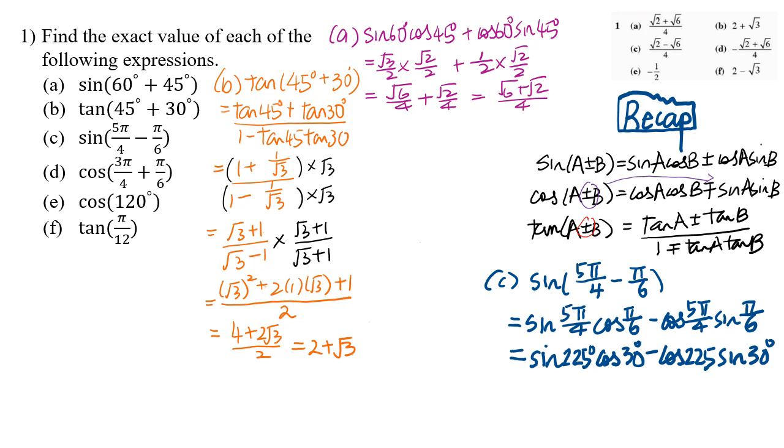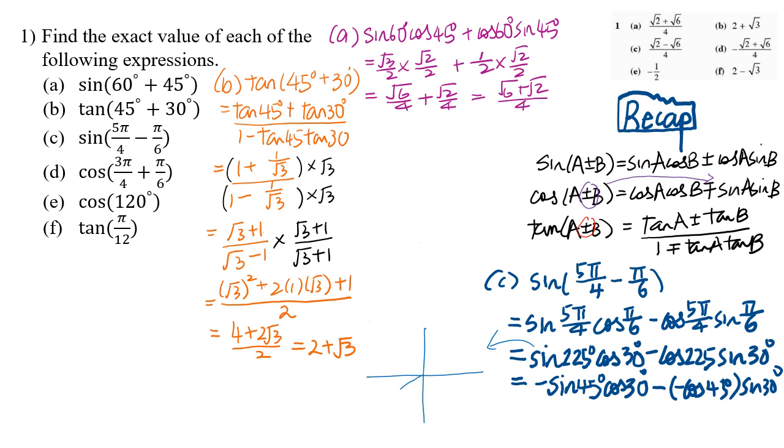And we need to express 225 as a reference angle. Sine 225 will be equal to negative sine 45. How do I get that? So that goes back to your ASTC. 225 is actually in the third quadrant. So therefore, this will be your reference angle. So this reference angle will be just 225 minus 180, gives you 45. And because the sine ratio is negative in the third quadrant, therefore sine 225 is equal to negative sine 45.